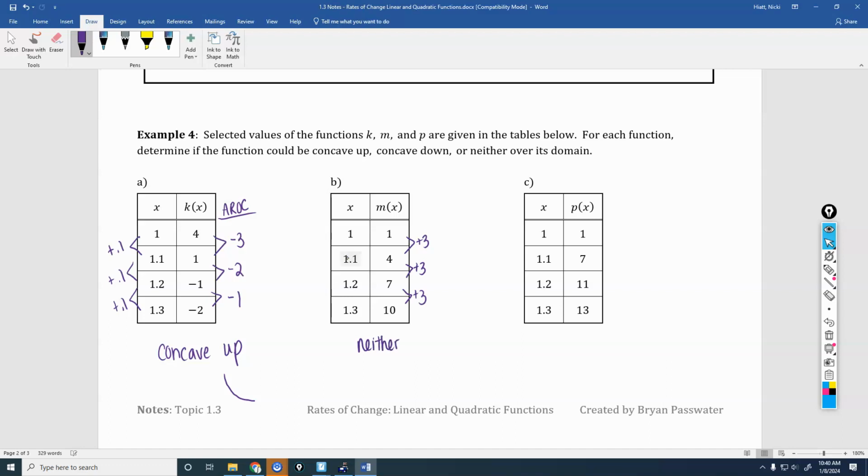And then if we look at this one, we go up 6. That'll be up 4. And this one's up 2. So would your rate of change be increasing or decreasing here? Decreasing, which means we would be concave down.